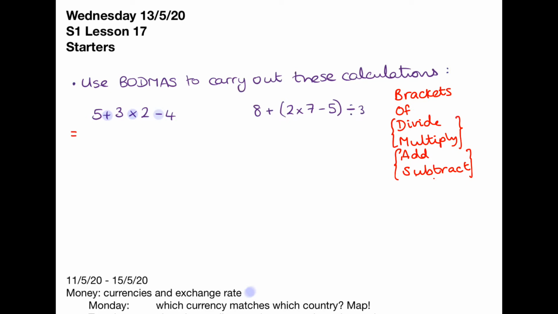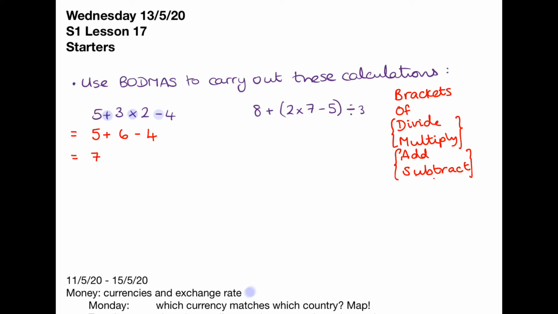So we leave the 5 add as it was. The 3 times 2 is 6, and we've still got to take away 4. And now when it comes down to adding and subtracting, you just work left to right. So 5 add 6 is 11, take away 4 is 7.